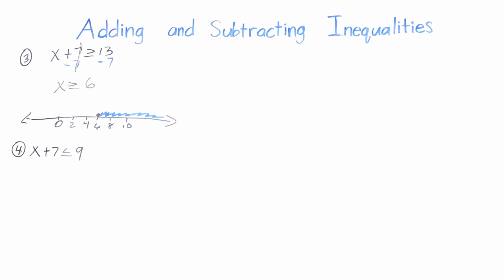Okay. For number 4, we have x plus 7 is less than or equal to 9. So we're going to go ahead and put negative 7. Whatever we do on one side, don't forget you also have to do it on the other side. So this cancels, it's going to leave x by itself. And we have less than or equal to 9 minus 7, which is going to be 2. So that's going to be our answer.